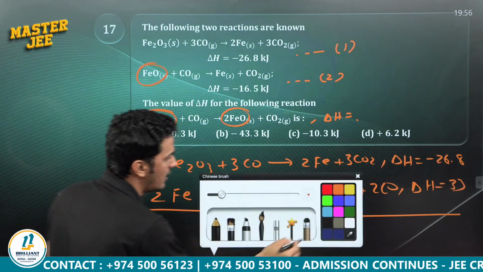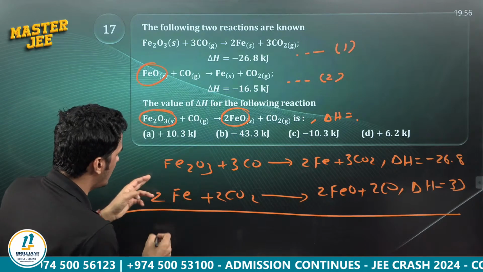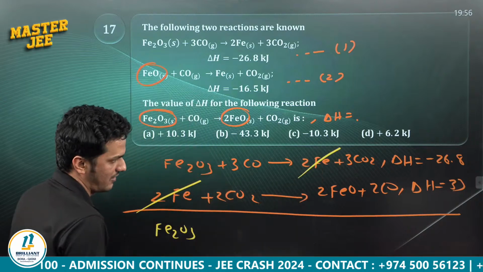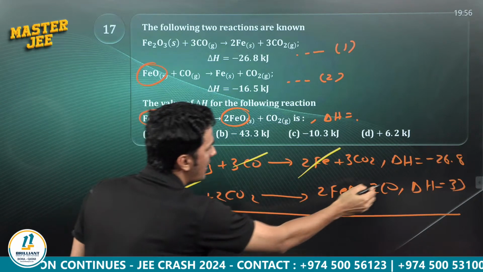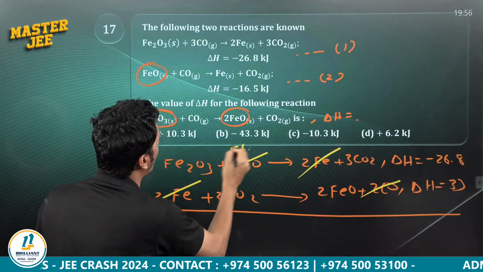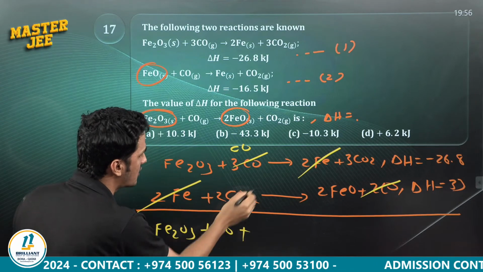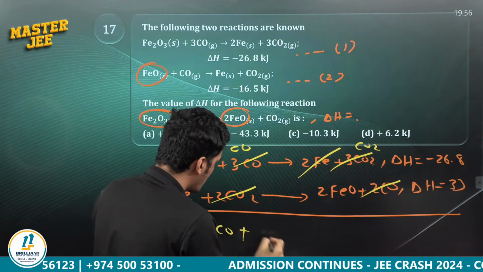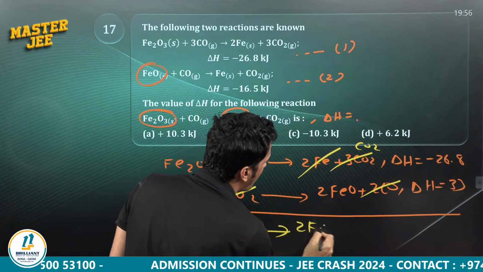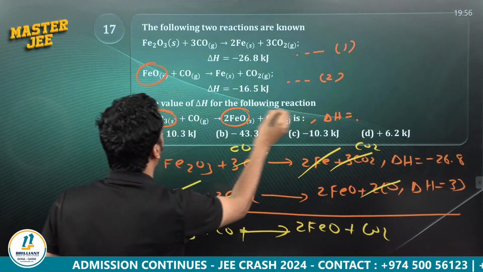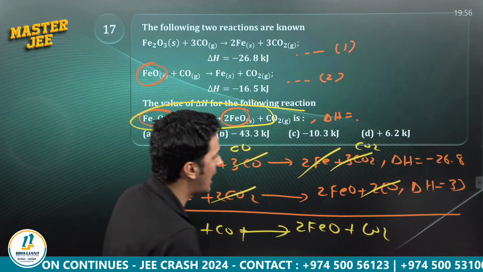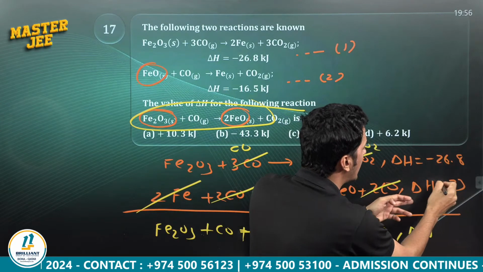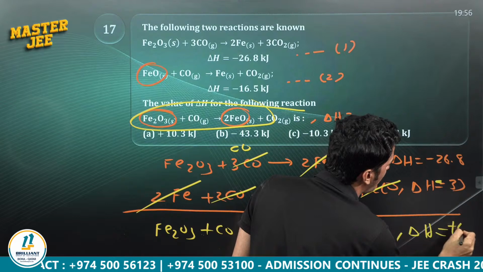While I am adding this one, guys, you can see here Fe2O3 is there. This 2Fe will get cancelled. This 3CO and 2CO will get cancelled and 1 CO will remain on the left hand side. And here 2 CO2 is there, here 3 CO2 is there, so 1 CO2 will be on the right hand side. So that gives 2 FeO plus CO2. So the required equation we got. What's the delta H? You are simply adding: minus 26.8 plus 33. So how much will you get? Plus 6.2 you will get.